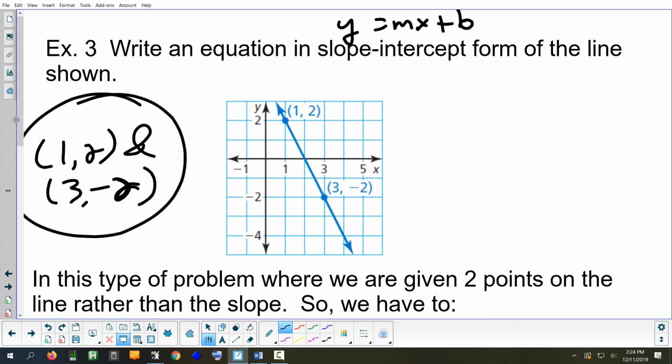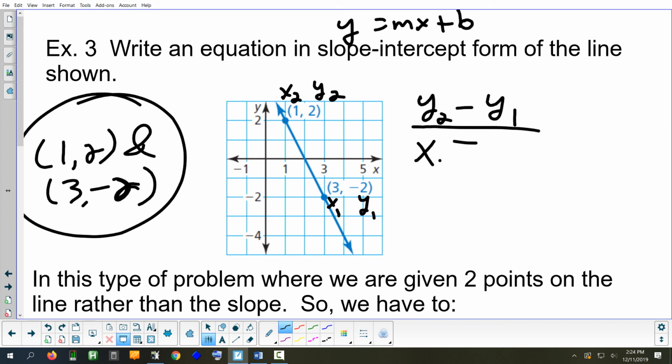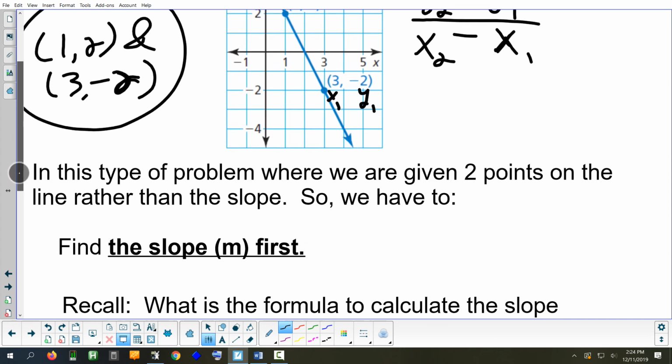X2. We could call it X2. Now, which one of those is going to be Y2? The 2. It's got to be, because the 2's have to go together. What about the 3? X1. X1, Y1. What's the formula again for slope? Y2 minus Y1, and then X2 minus X1. Okay. So now let's find our slope.